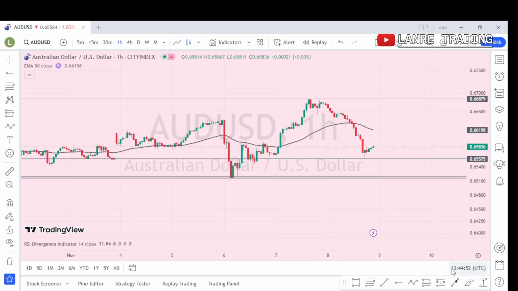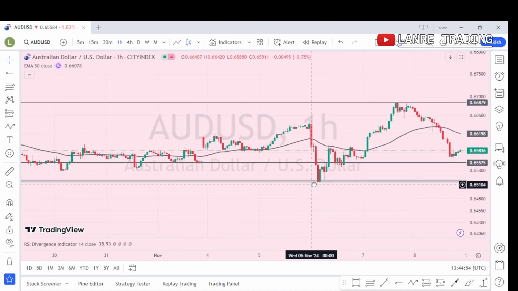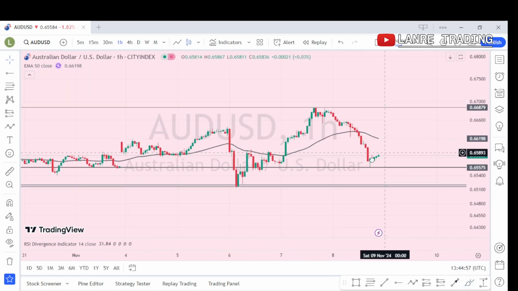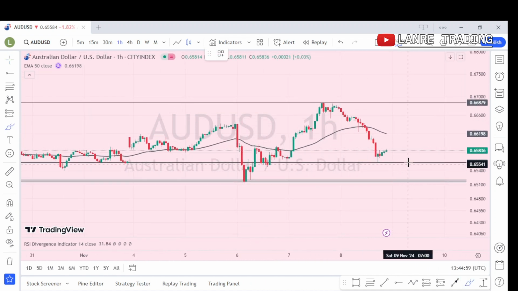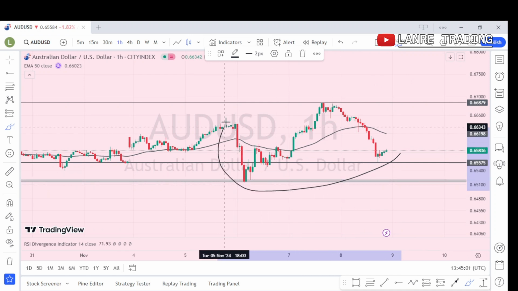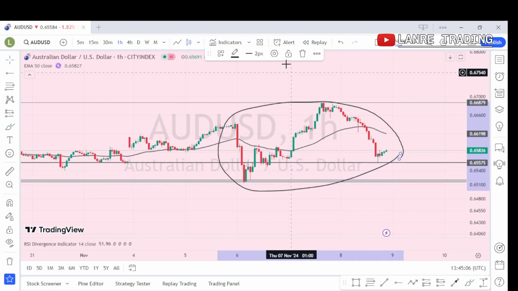So at this particular level right about here, we need to be careful. A moment, please, guys. We need to be careful. Let's wait for price to fulfill all the technical levels it wants to fulfill.